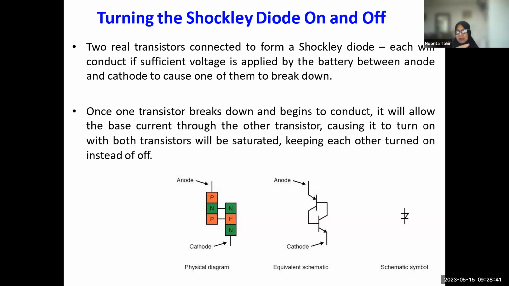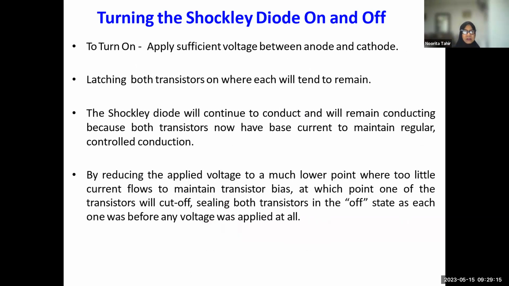Remember, if a transistor does not get its bias voltage, it cannot function. It cannot activate. At that point one of the transistors will enter cutoff. When one transistor enters cutoff, the other one will stop, which halts the base current of the next transistor and puts both transistors in the off state, as each one was before any voltage was applied to it.